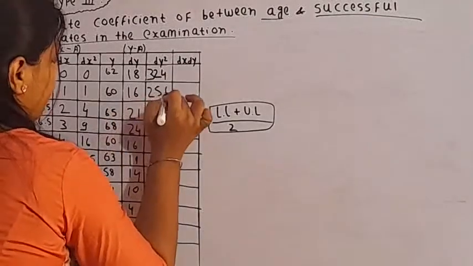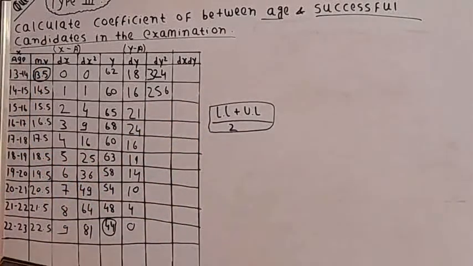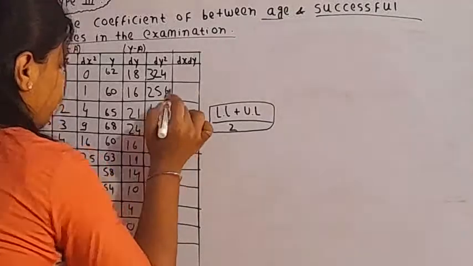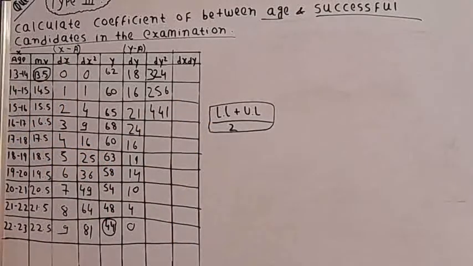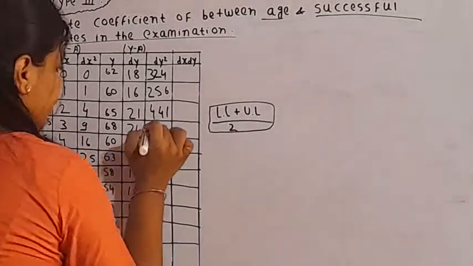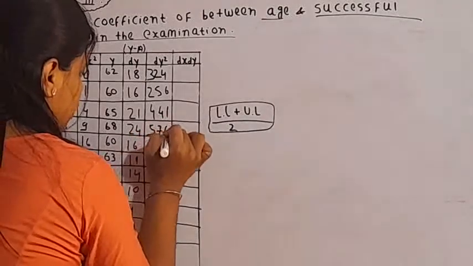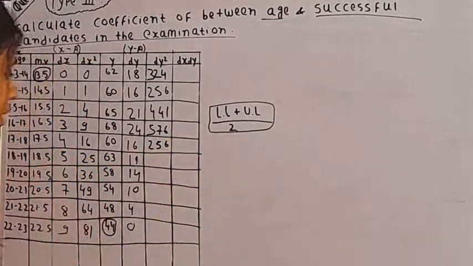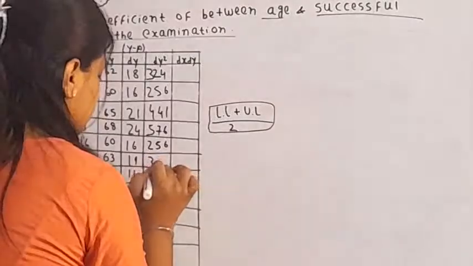Then square of 21. So 21 into 21, so 441. Then square of 24. 24 into 24. So it's going to be 576. Then again square of 16. That is 256. Then square of 19. So 19 into 19, 361.